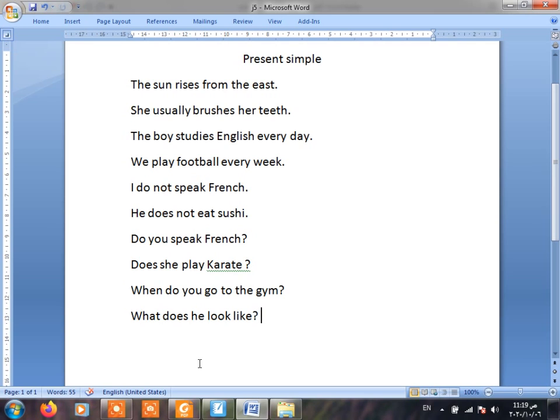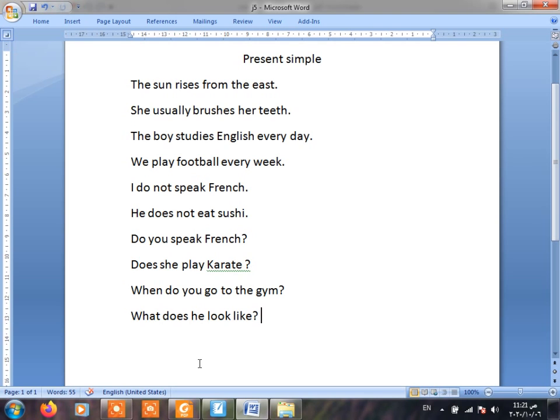Now, again, let's look at the sentences carefully. The sun rises from the east. So the verb rises, okay, the infinitive form of it is rise. So I added S because the verb ends with E, and before it we have the subject, which is the sun. The sun is a singular noun. So I add S if the verb ends with E or a consonant letter, and before it we have a singular noun.